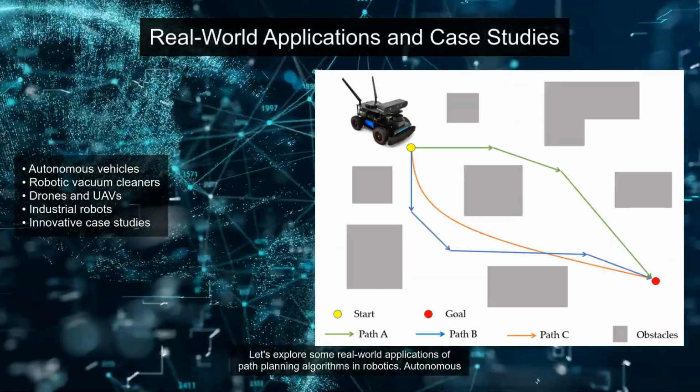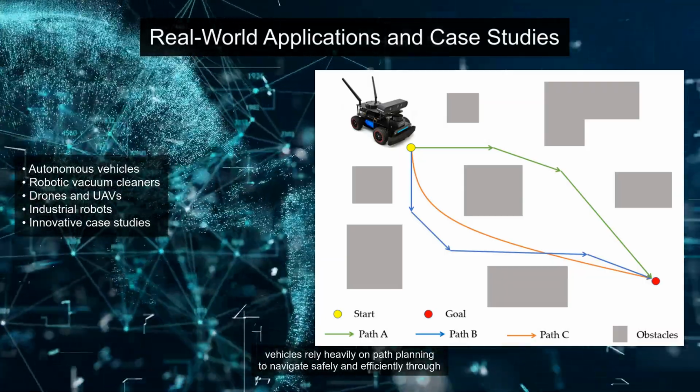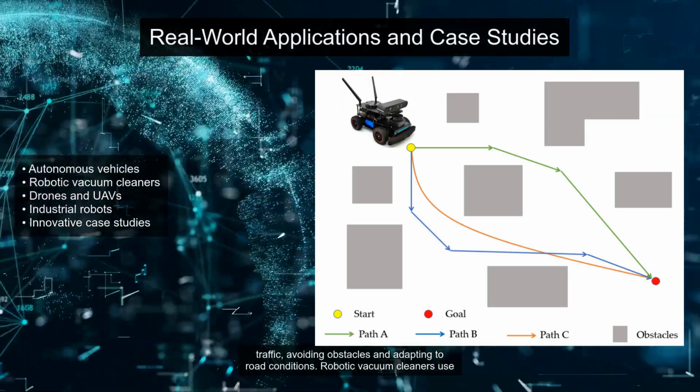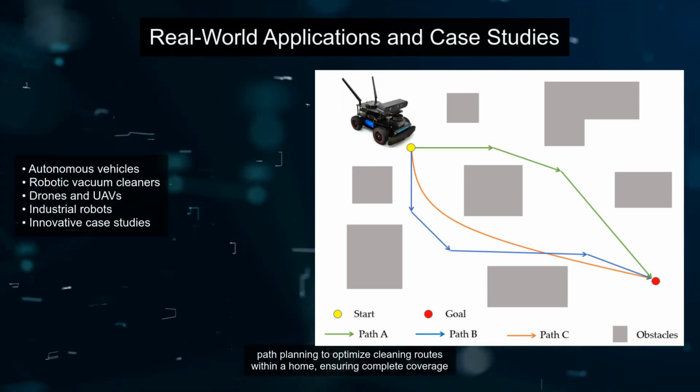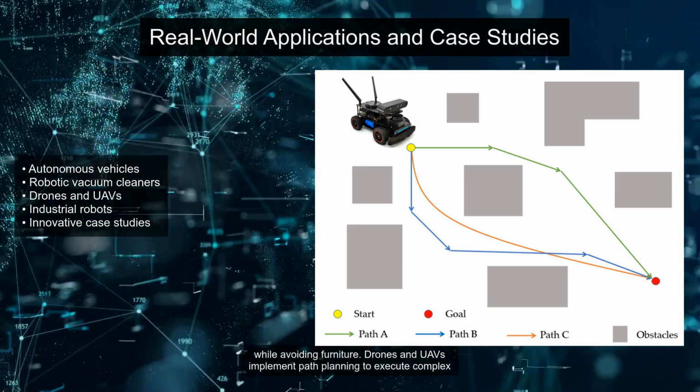Let's explore some real-world applications of path planning algorithms in robotics. Autonomous vehicles rely heavily on path planning to navigate safely and efficiently through traffic, avoiding obstacles and adapting to road conditions. Robotic vacuum cleaners use path planning to optimize cleaning routes within a home, ensuring complete coverage while avoiding furniture.